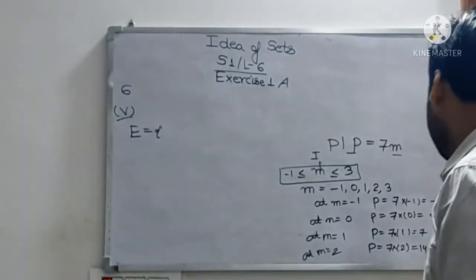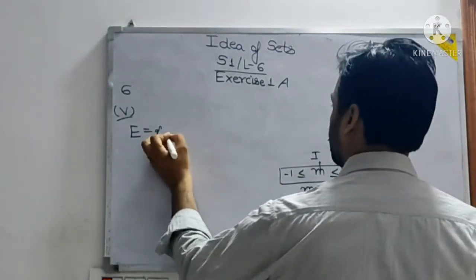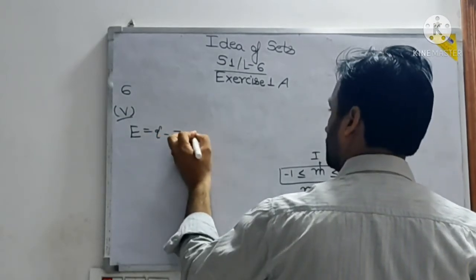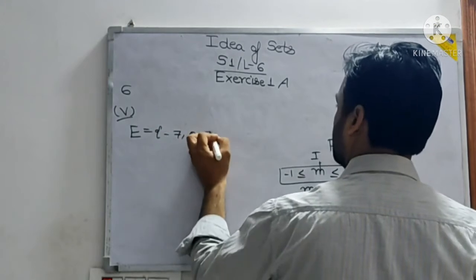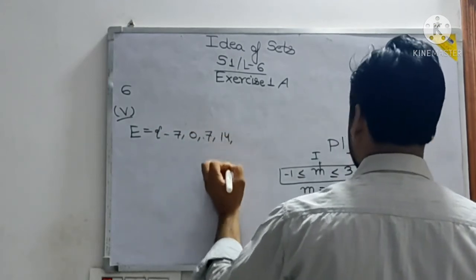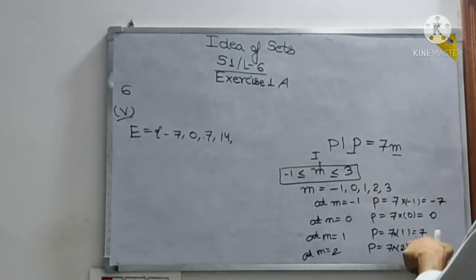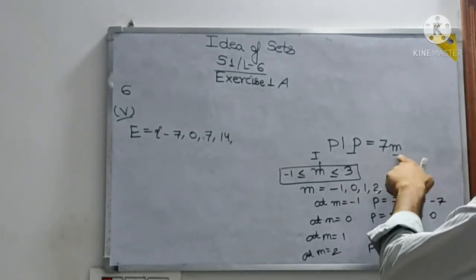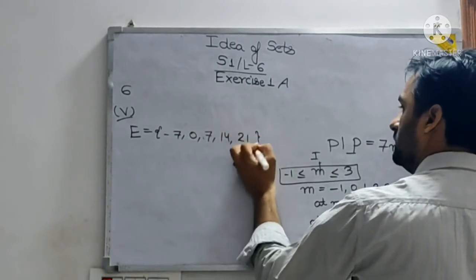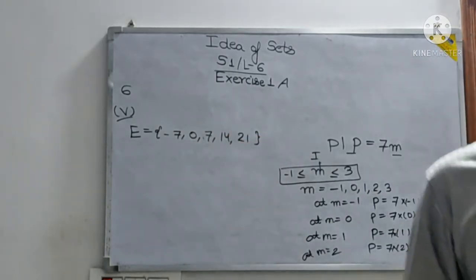So what are the values here? The values will be -7, then 0, then 7, 14, and at m equal to 3, what will be there? 3 into 7 is 21. So write here 21. Is it clear to all?